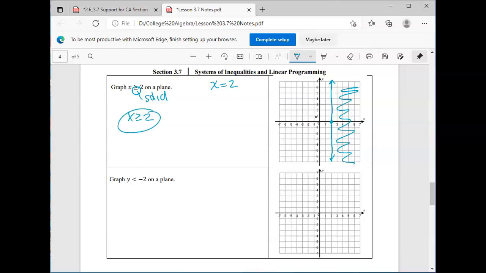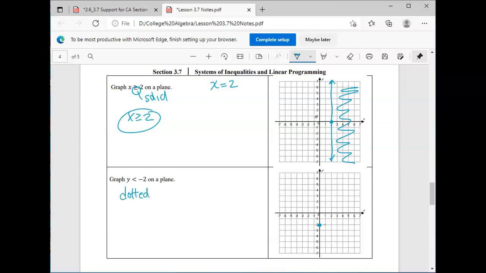On this one, we've got y is less than -2. So we would go to where y is equal to -2. I'm just going to put a dot right there. I want to draw a line through that. Since there's no equal to part, this one is going to be dotted.